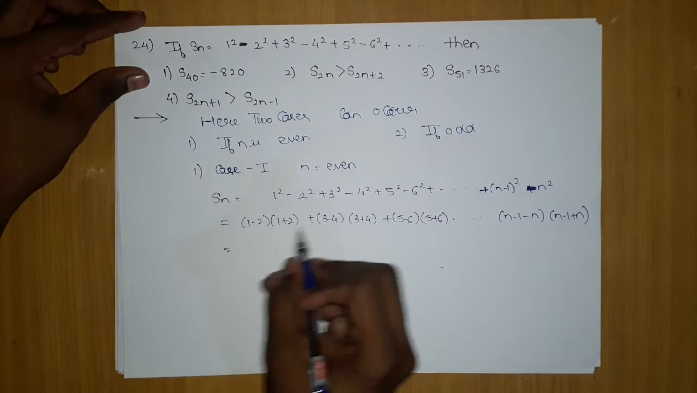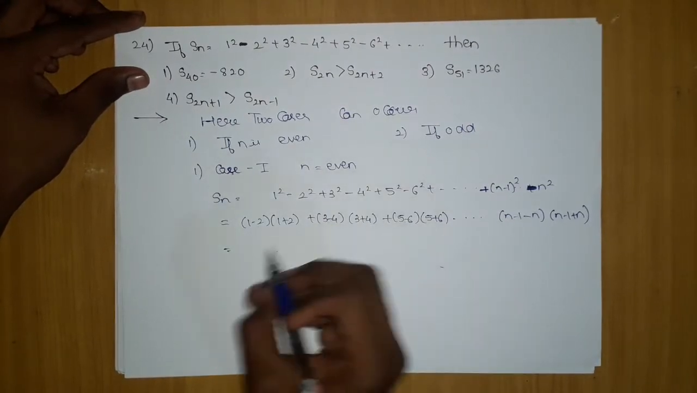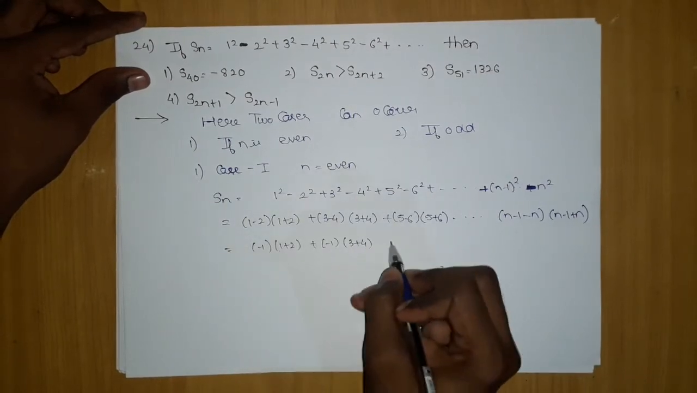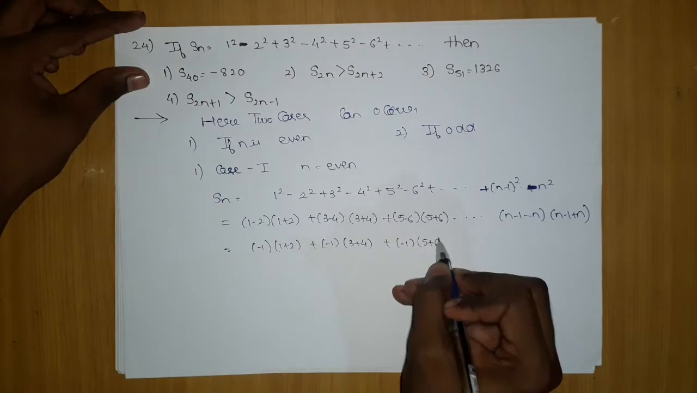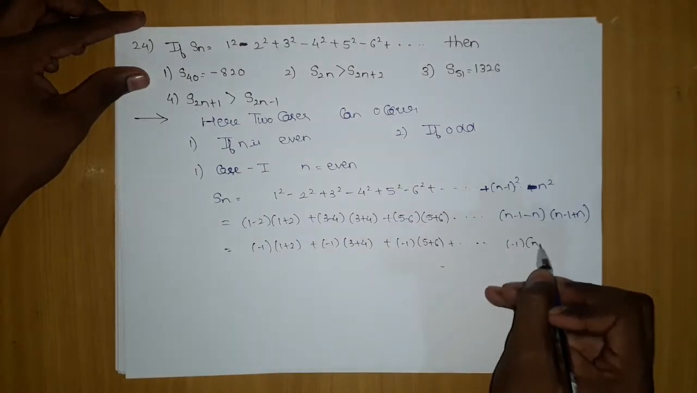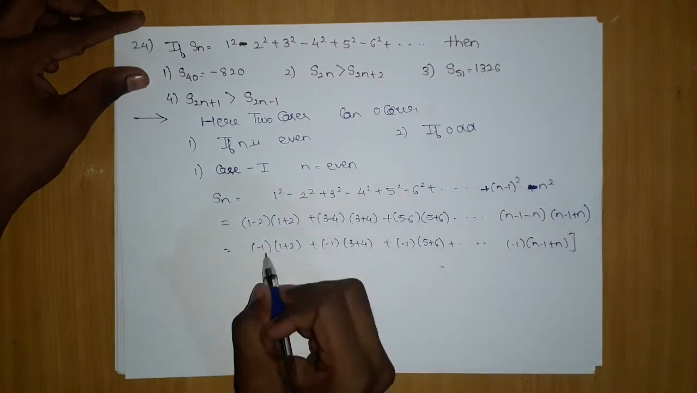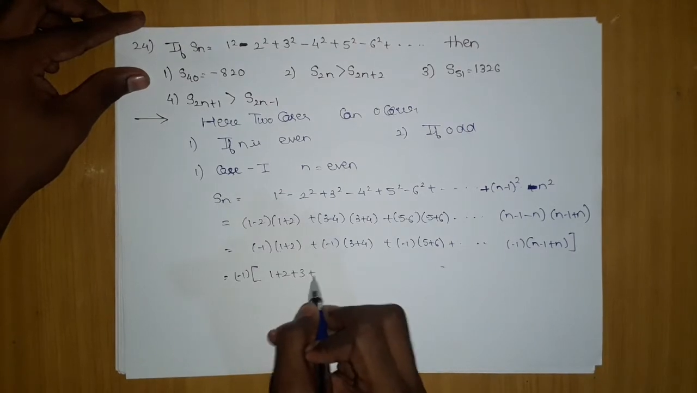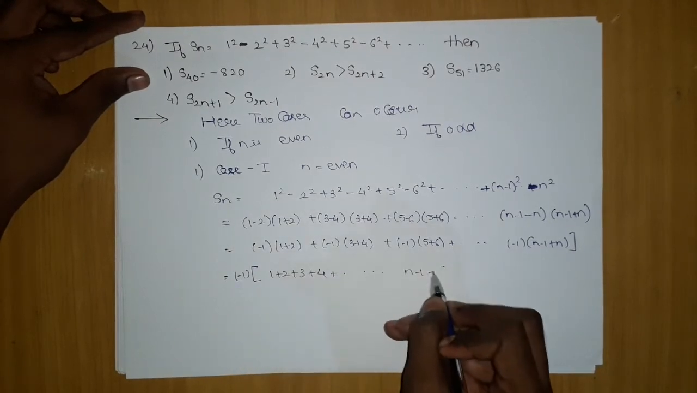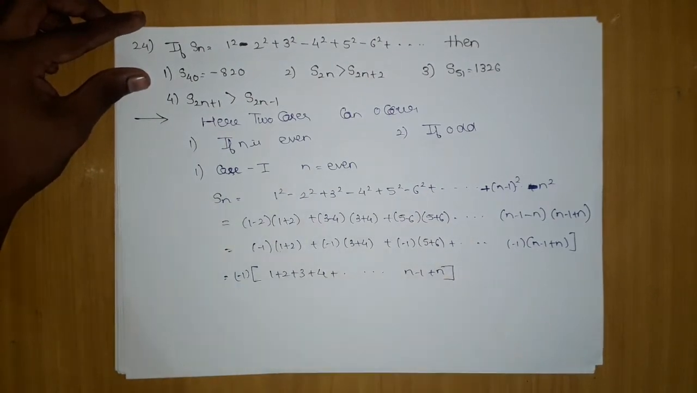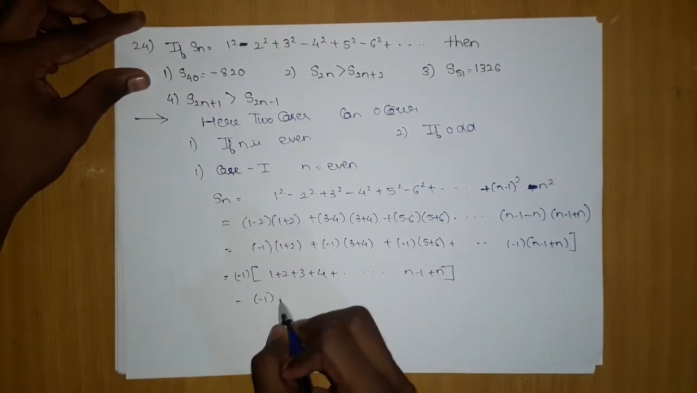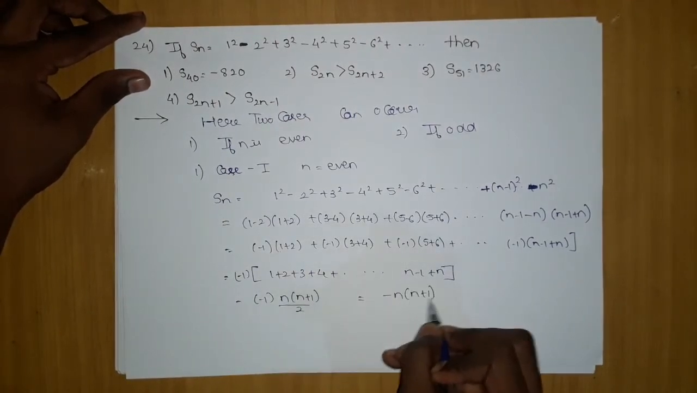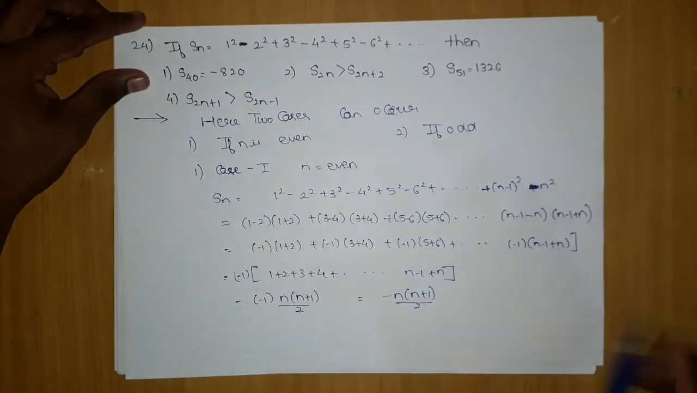Now all the terms have minus 1. This will become minus 1, this will become minus 1. Let me write it: minus 1 into 1 plus 2, minus 1 into 3 plus 4, minus 1 into 5 plus 6, and the last term will have minus 1 into n minus 1 plus n. So if I take minus 1 outside, what am I left with? 1 plus 2 plus 3 plus 4 plus, and so on till n minus 1 plus n, all the natural numbers. This is the sum of natural numbers, which I already know is nothing but n into n plus 1 by 2. So my answer is minus n into n plus 1 by 2 when n is even. I will keep it as A.